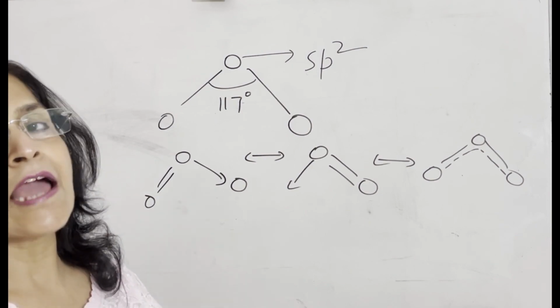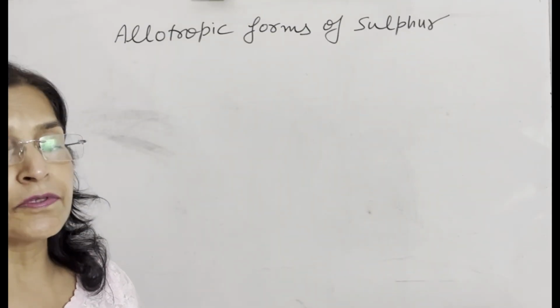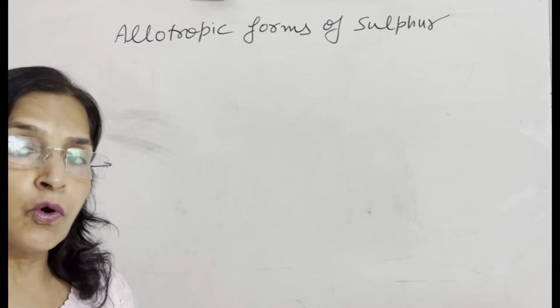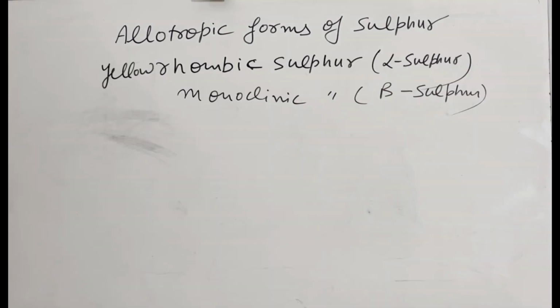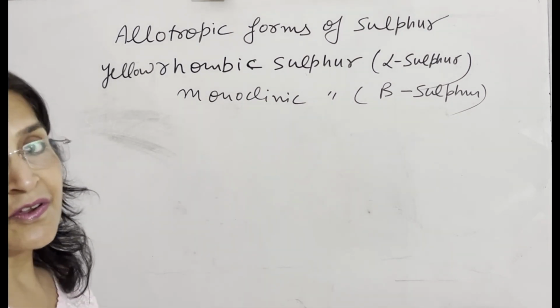Now we will discuss allotropic forms of sulfur. Sulfur forms number of allotropes, but rhombic sulfur and monoclinic sulfur are important. Rhombic sulfur is also called as yellow rhombic sulfur, alpha sulfur, and monoclinic sulfur is called as beta sulfur.